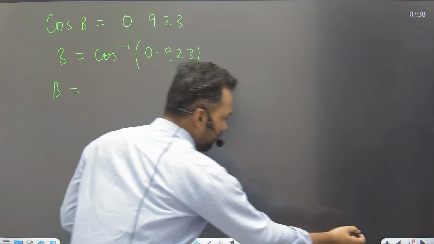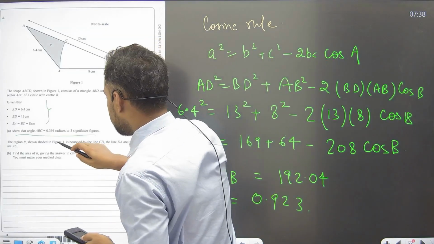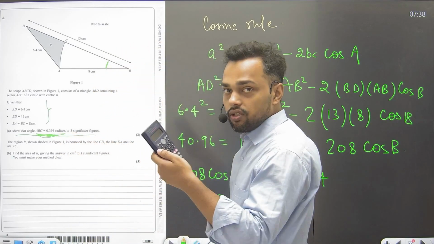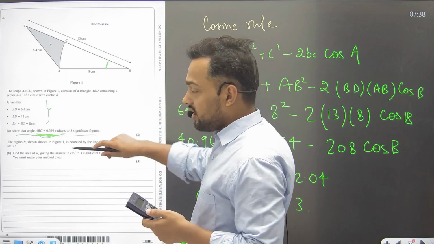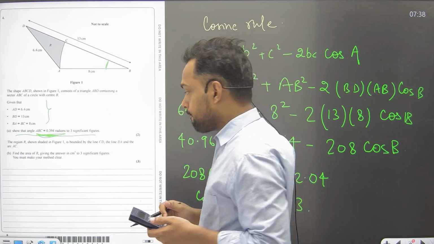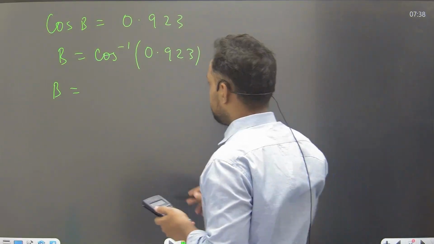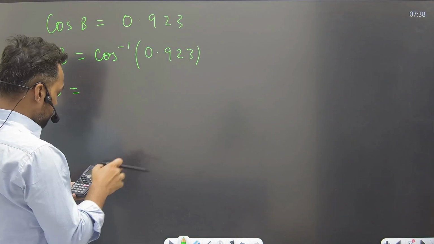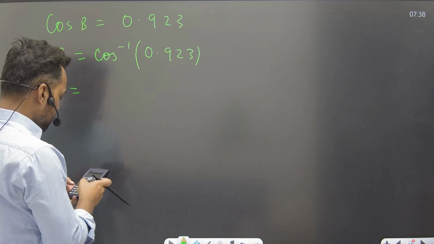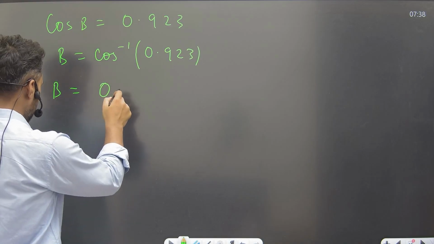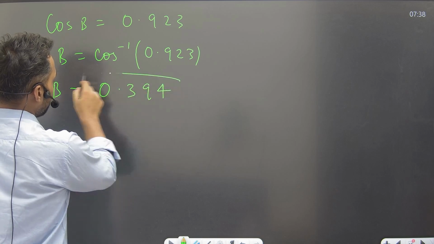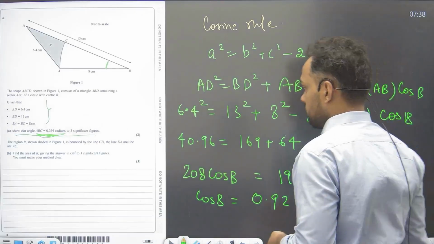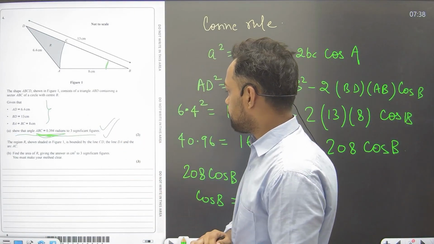Okay, first thing you just see here that they have asked the angle in radians, so change the calculator setting into radian, otherwise in degrees you will be getting 22.9. So for this part it will be cos inverse of 0.923, change the setting into radians, so you will get 0.394, which was the required value which we need to show as per the question. Okay, so this was what they were asking for.